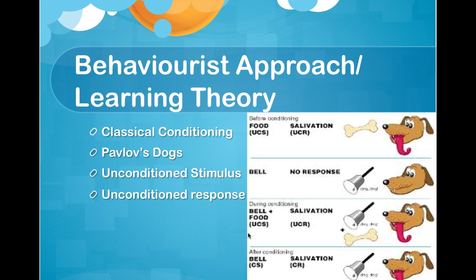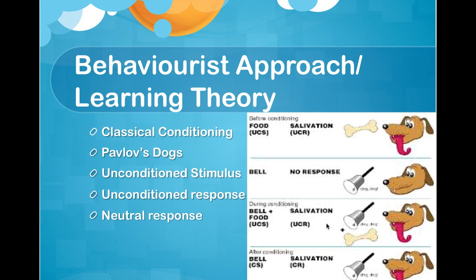So this is the conditioning part of it. This is where the bell is being rung and they're getting food. Okay, so the unconditioned stimulus is being presented, which is the food. You've also got a neutral stimulus, a neutral response. So the bell to begin with is a neutral stimulus and it produces no response or a neutral response. Okay, but during conditioning they ring the bell and give the food. So the salivation's still there because it's unconditioned response.